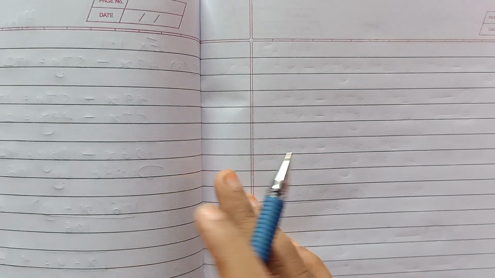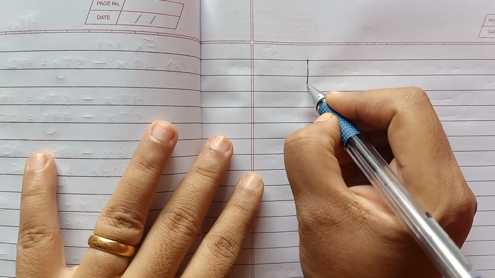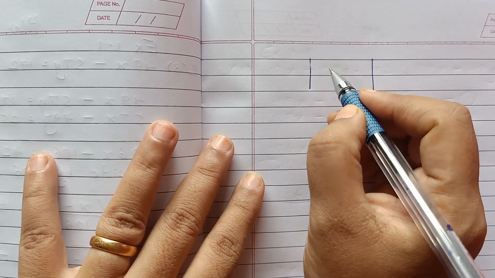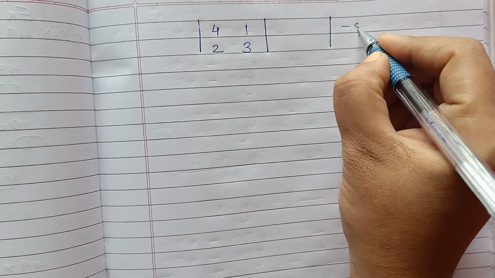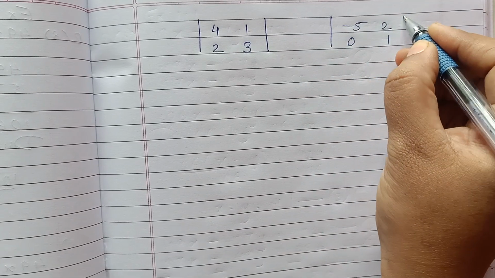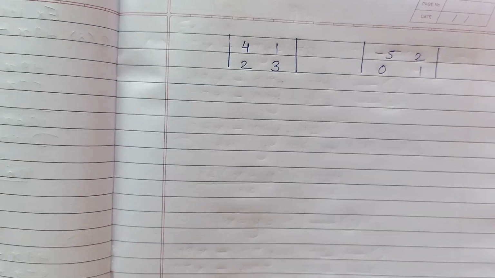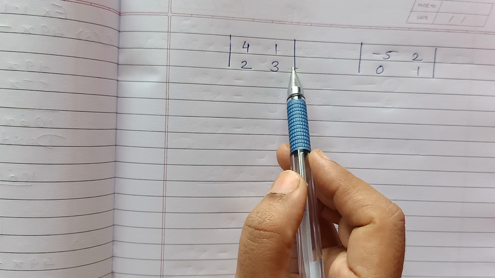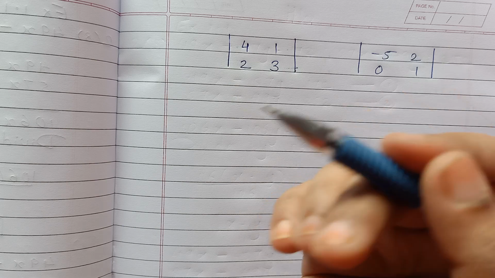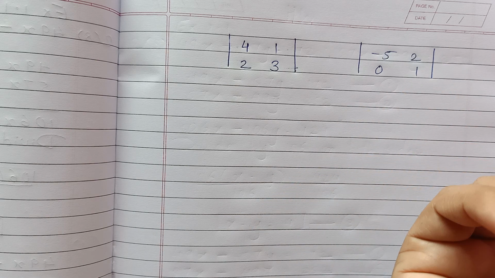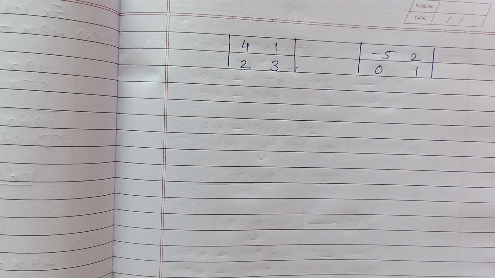What are determinants? Determinants is a kind of an arrangement of numbers like this. See, 4, 2, 1, 3. Or this kind of arrangement, minus 5, 1, 0, 2. You can call it a 2 by 2 arrangement, where there are 2 rows and 2 columns. We have determinants of 3 by 3 also, 3 rows, 3 columns. We have determinants of 4 by 4 also. But for now, in this lesson, we will be learning determinants of 2 by 2.